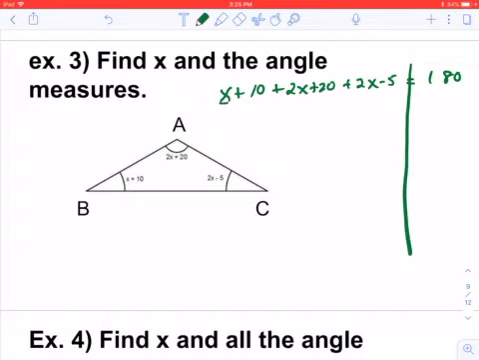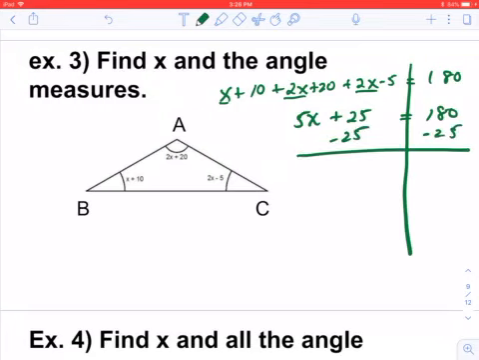Combine the like terms. So we've got x and 2x and another 2x makes 5x. And then we have 10 and 20, that makes 30. 30 minus 5, that's going to be plus 25, equals 180. Subtract the 25. We get 5x equals 155. Divide by 5, and x equals 31.